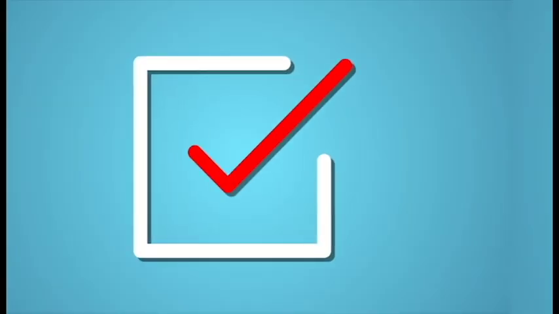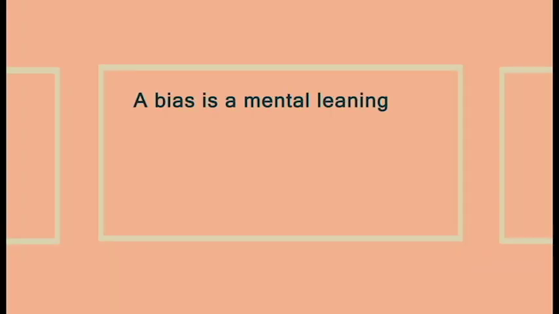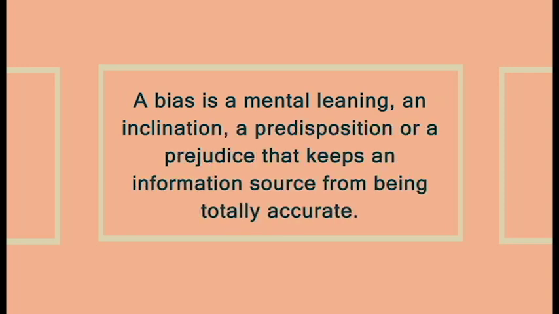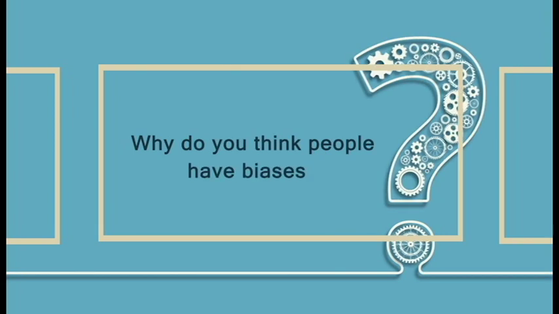After studying this lesson, you should be able to identify and evaluate biases in statements or pieces of information, ika nga ng mga mamamahayag, makita kung may kinikilingan. A bias is a mental leaning, an inclination, a predisposition, or a prejudice that keeps an information source from being totally accurate. Why do you think people have biases?